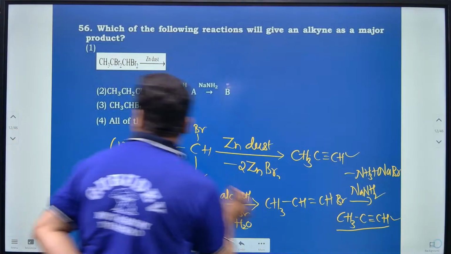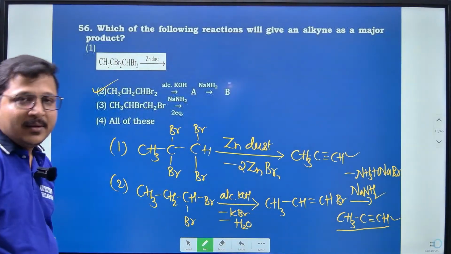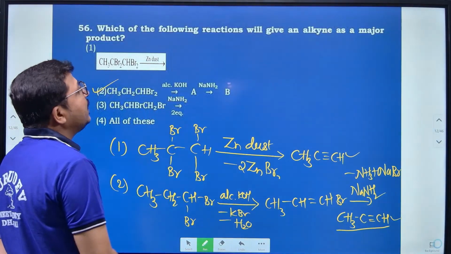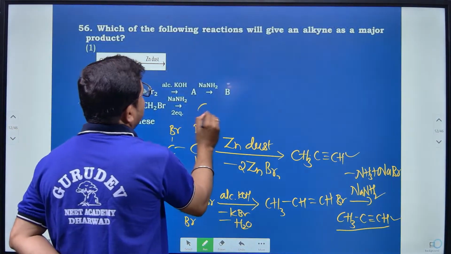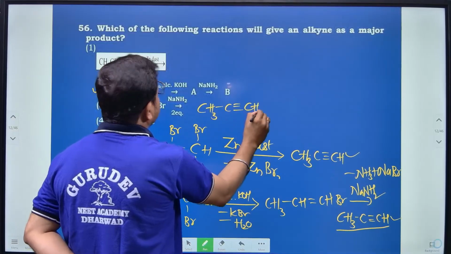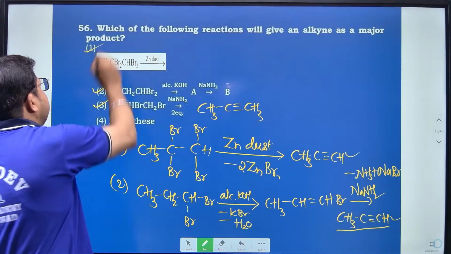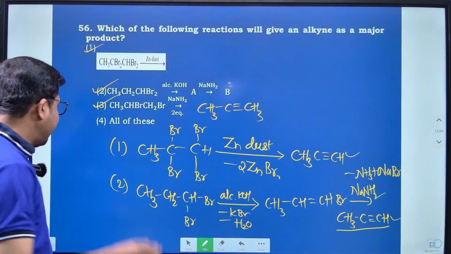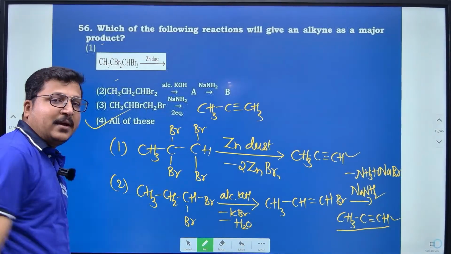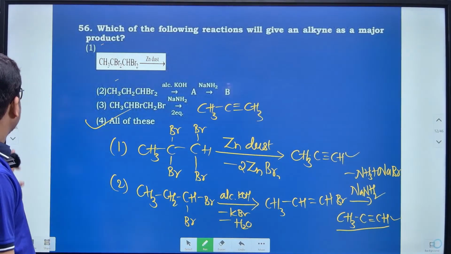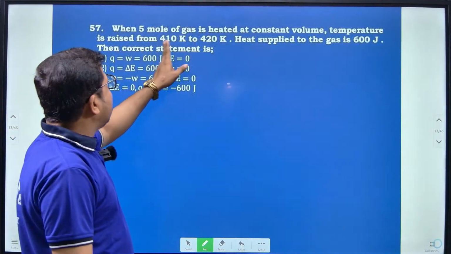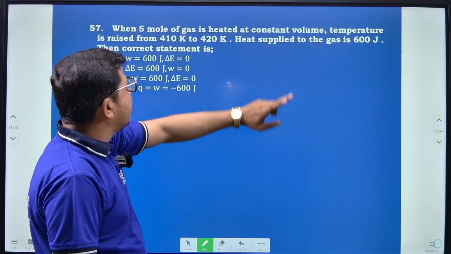Therefore, the second reaction also gives an alkyne, and the third reaction, with two equivalents of sodamide, also gives CH3-C triple bond CH3. Therefore, all three reactions give alkynes, so the right option is all of the above, that is the fourth.